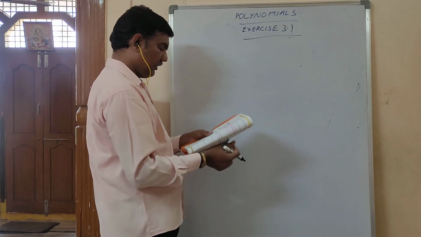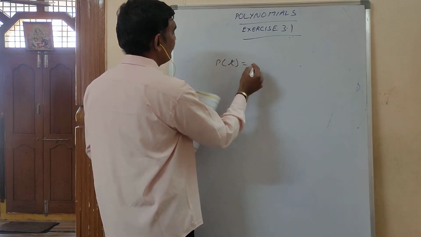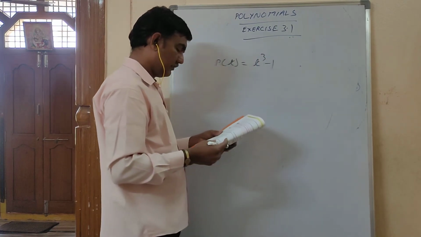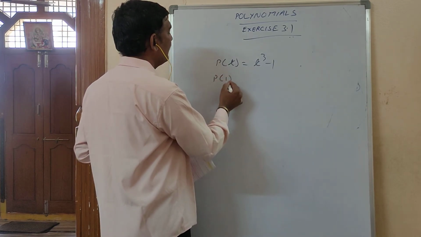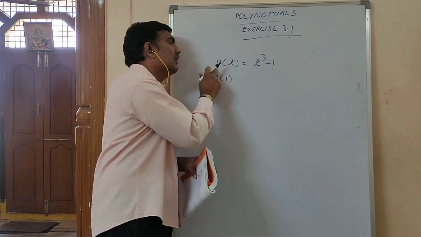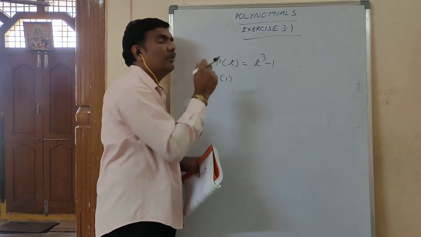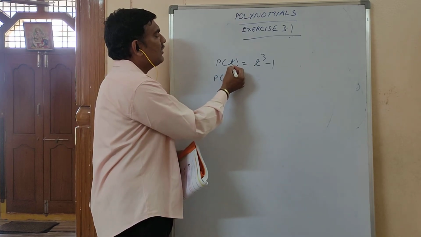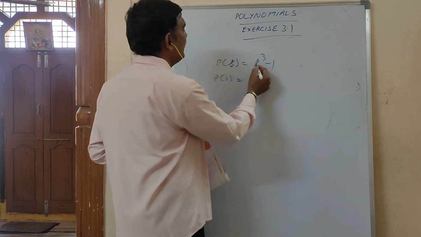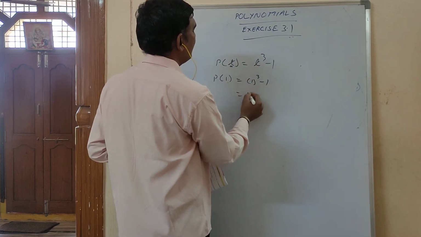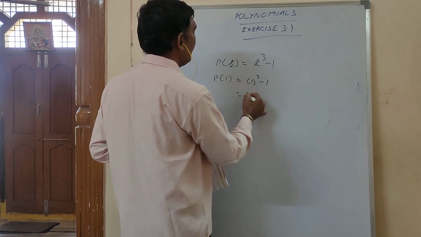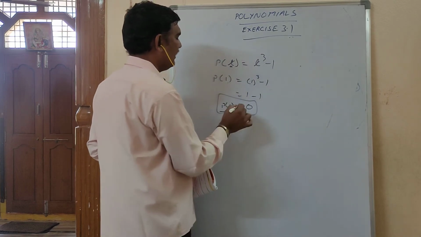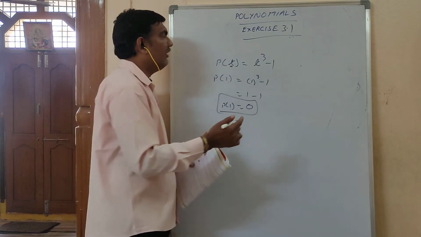What is the third question? P of t is equal to t cube minus 1. You have to find P of 1. P of t means polynomial in terms of t. Here the variable is t. P of 1 means in place of t, substitute 1 in the RHS. 1 cube minus 1. 1 cube means 1 into 1 into 1, which is 1 only, minus 1. 1 minus 1 is 0. So the value of P of 1 is 0.